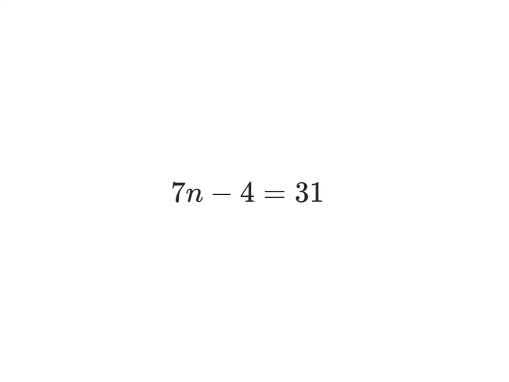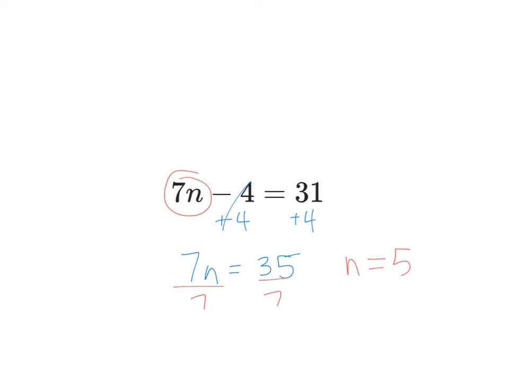Alright, number 5. I'm going to circle the term with the variable, 7n, and then I need to get rid of this minus 4. The inverse of minus 4 is adding 4. Do that to both sides. I get 7n is equal to 35. Now, I need to do the inverse of multiplying by 7. The inverse of multiplying by 7 is dividing by 7. Do that to both sides. I get n is equal to positive 5.